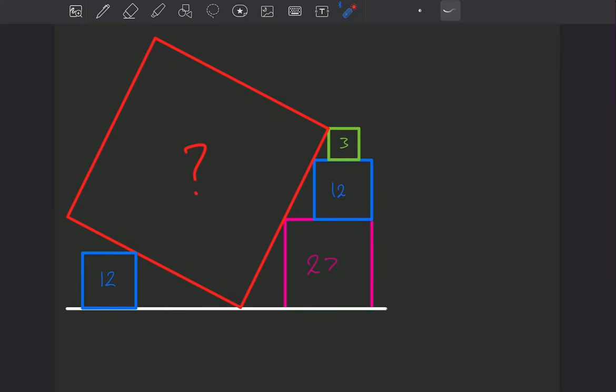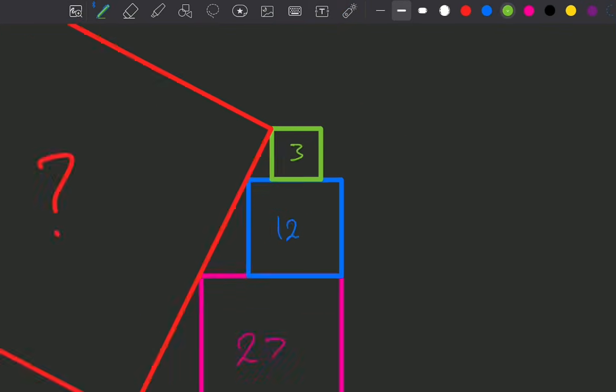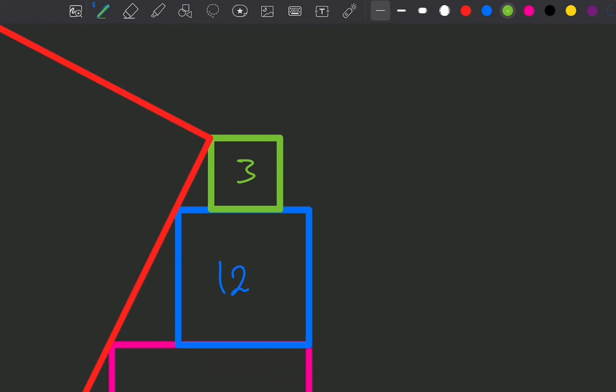So first thing we can do is go through and find the side lengths of all of our squares over here. So looking at the green one, we have 3 as an area, so the side length is going to be the square root of 3. Similarly for the blue one, we have 12 as an area, so we'll have the square root of 12. Thinking about 12, we can write that as 4 times 3. So the square root of 4 times 3, we can then split that up into the square root of 4 times the square root of 3. And the square root of 4, hopefully you know, is going to be 2. So the side length for this blue one is 2 times the square root of 3.